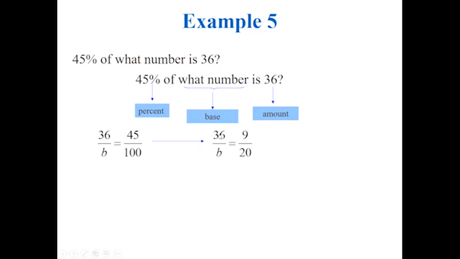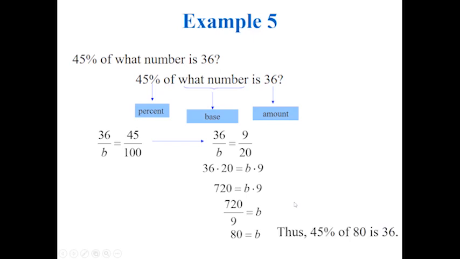Cross products, 36 times 20 equals 9 times B. 36 times 20 is 720. We want to get rid of multiplying by 9. We do that by dividing both sides by 9. And we get B is 80. Thus, 45% of 80 is 36.